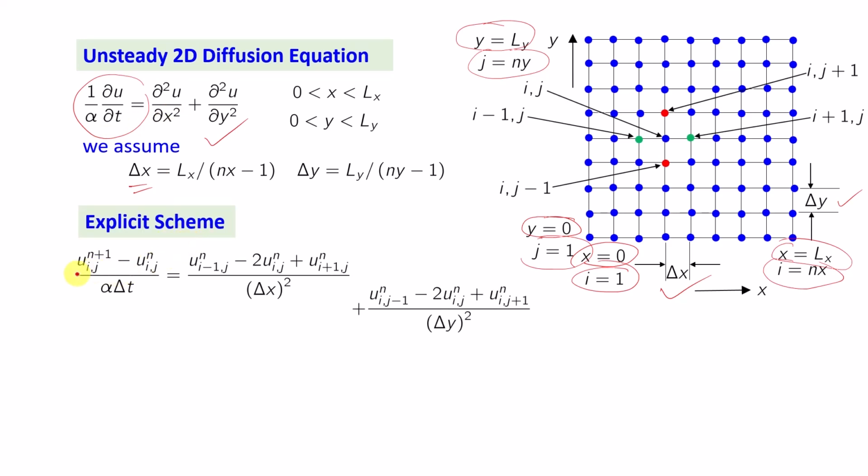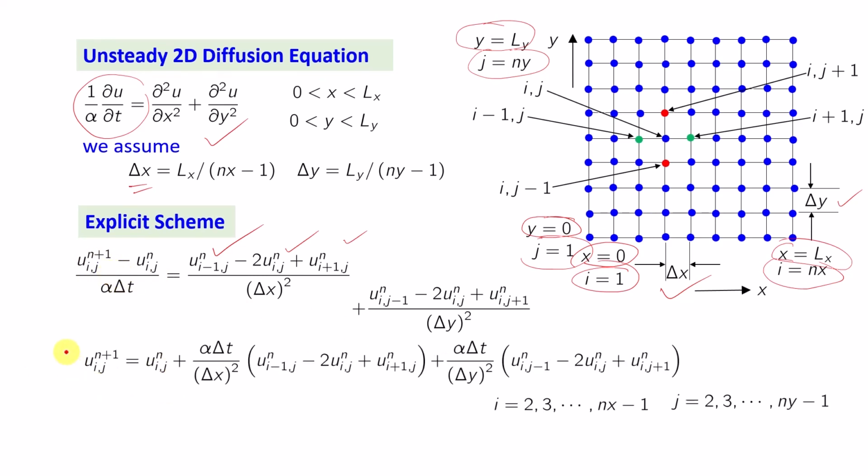In the explicit scheme, the right hand side is discretized at the nth time step. On the left hand side, we have this forward in time, n plus 1 minus n, divided by alpha delta t. And then you can see that only u_ij^(n+1) is the unknown here. So I can write this difference equation now: u_ij^(n+1) equals u_ij^n plus a certain correction, and that correction is coming from this alpha delta t by delta x square for the x direction, and this is from the y direction.